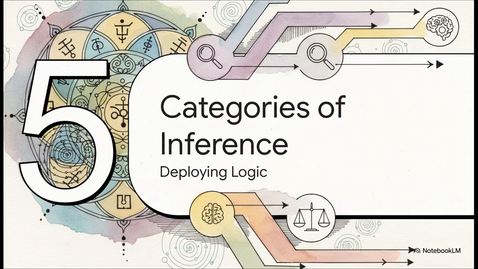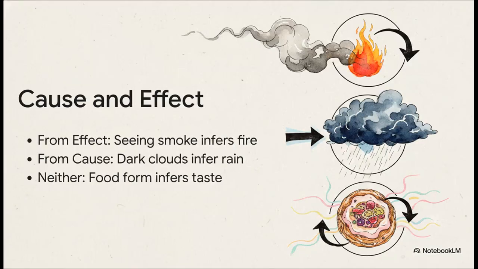Finally, let's head into Section 5, categories of inference. To round out our whole investigation, let's categorize the specific ways we can deploy this logic toolkit in our daily lives. First off, we can classify inference by cause and effect. So we can reason backward from an effect. You see the effect, smoke, and you infer the cause, fire. Makes sense? Second, we can reason forward from a cause. You see dark, heavy clouds rolling in, and you logically infer the coming effect, which is rain.